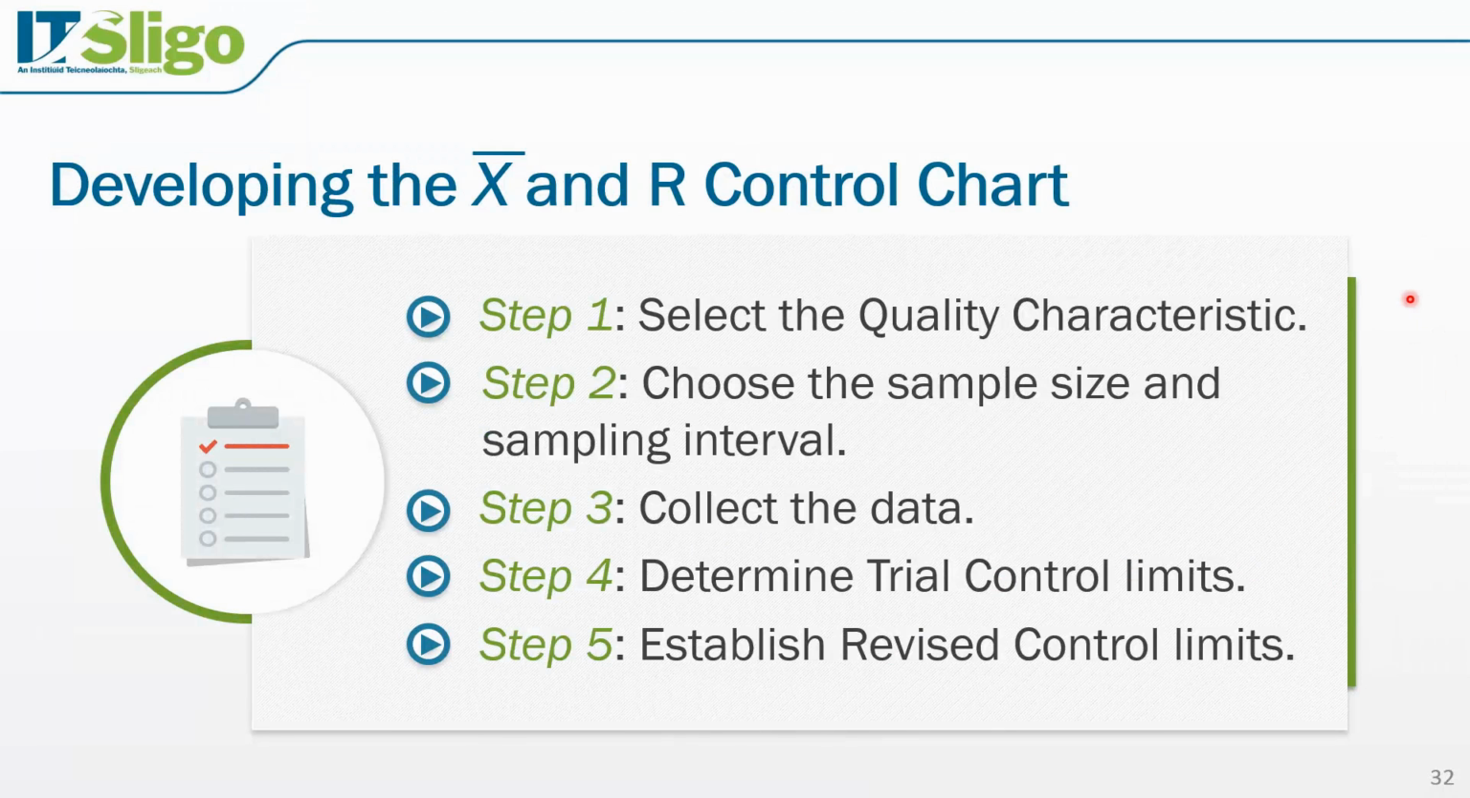The first step in developing the X-bar and R chart is to select the quality characteristic. The next step is to choose the sample size and sampling interval. We will then collect the data, determine trial control limits, and when we're satisfied with these trial control limits, we're going to use these in practice.